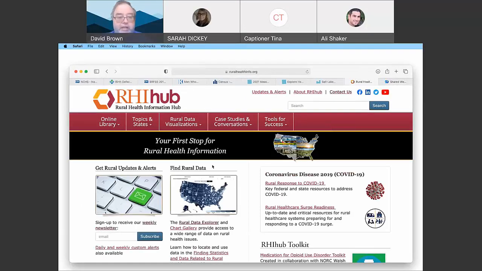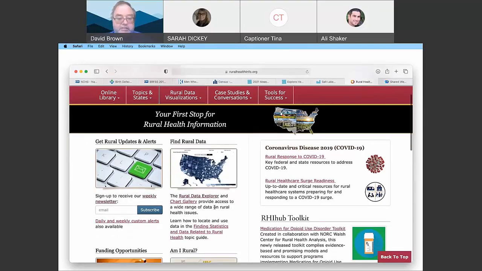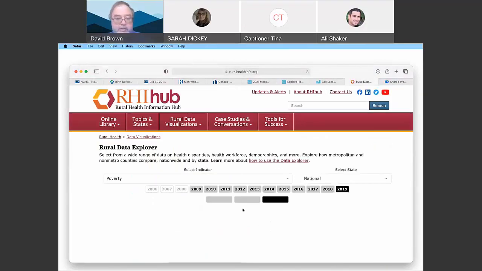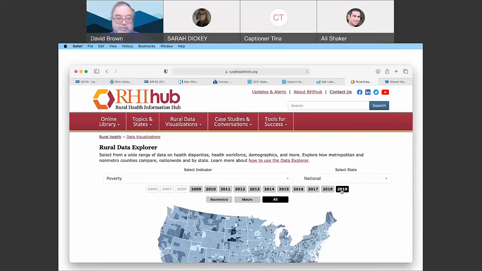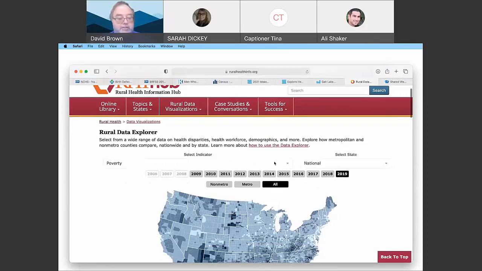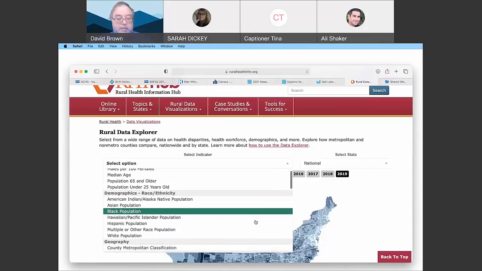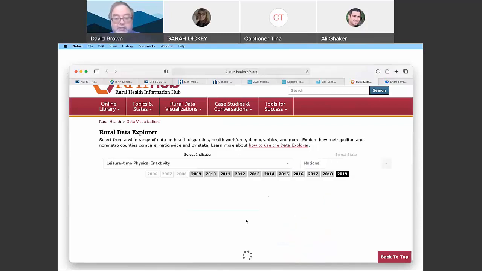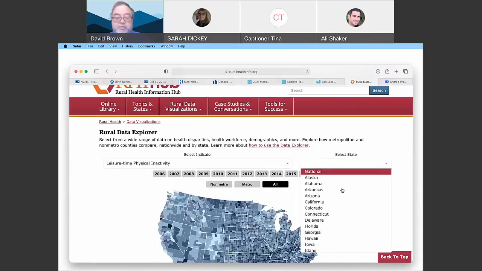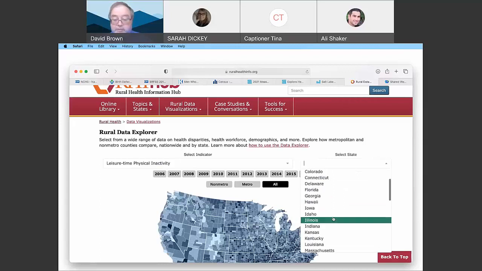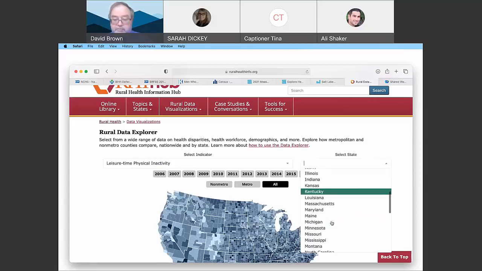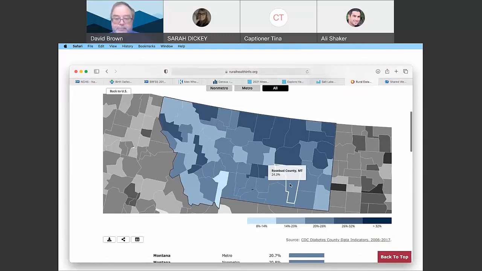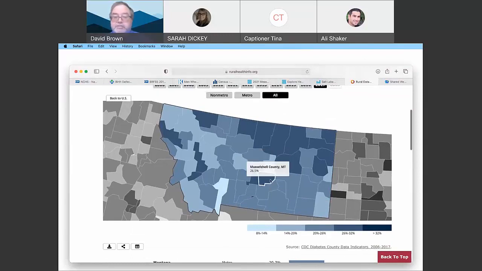So this is our RHI hub. Lots and lots of ideas, and here's the Rural Health Data Explorer, where we can explore what's going on, again, all the way back from 2009 to 2019. And again, depending on what indicators you're looking at, population under 25, geography, health disparities. So if we want to look at physical inactivity from 2019, and if we want to select specific states, let's say Montana, which is a fairly rural state, it pulls up all of these ideas by county level, percentages.